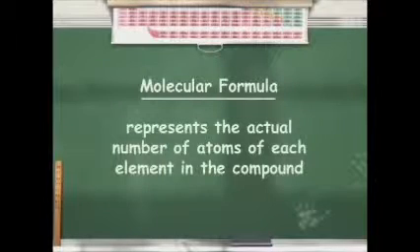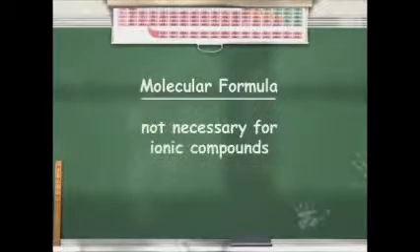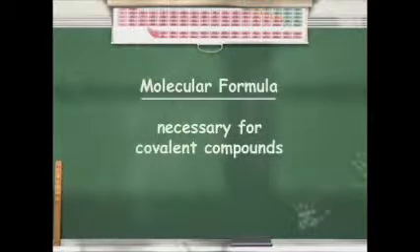The molecular formula of a compound represents the actual number of atoms of each element in the compound. Since the formula for an ionic compound is simply a ratio of the ions in the compound, the empirical formula is all that is needed to represent an ionic compound. However, covalent compounds exist as individual molecules with a certain number of atoms of each element. The empirical formula does not always represent the actual number of atoms of each element in the molecule, so it is necessary to determine the molecular formula as well.